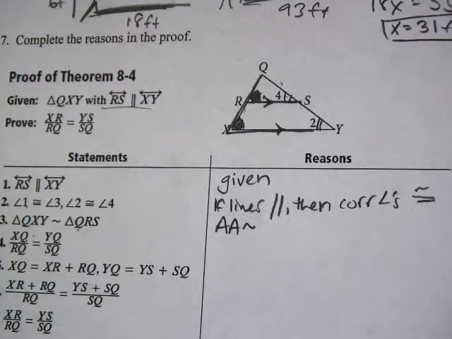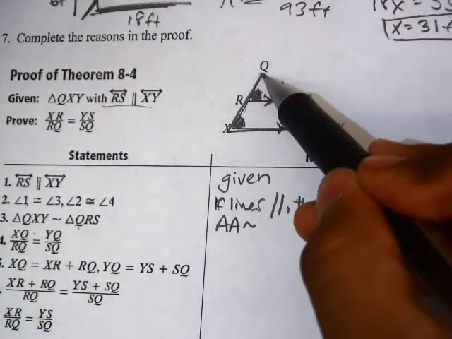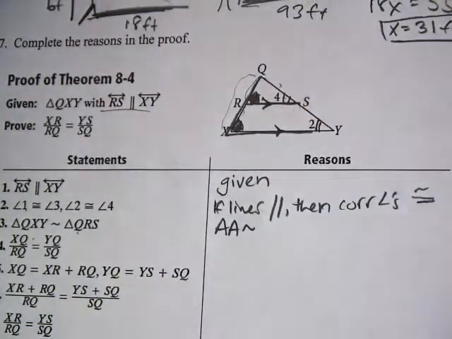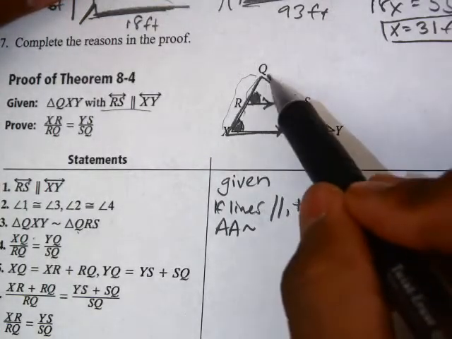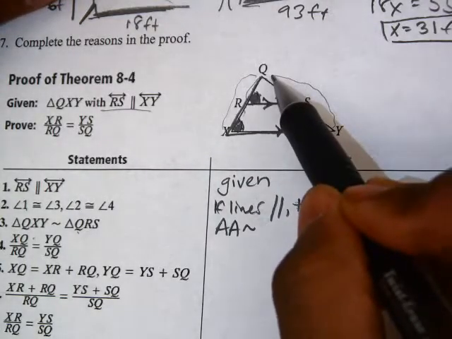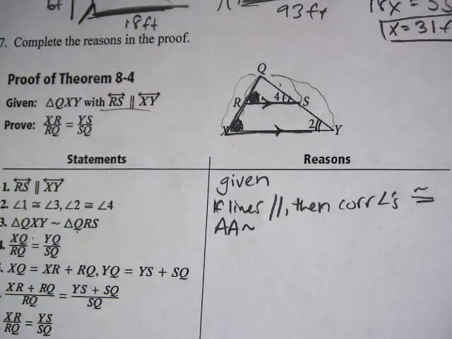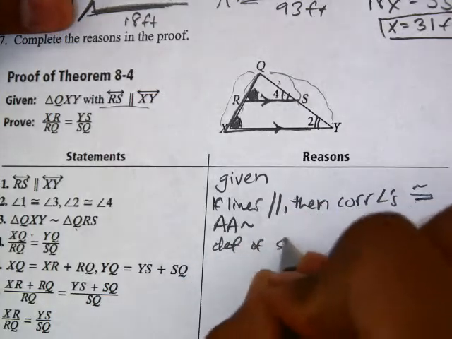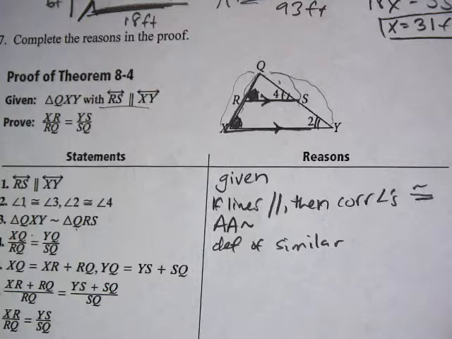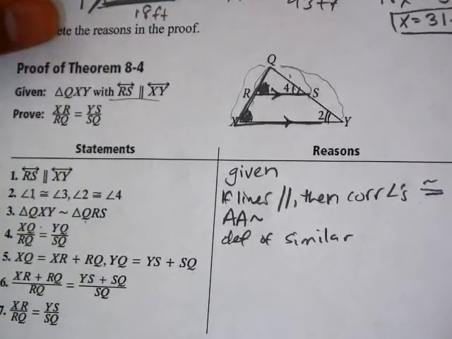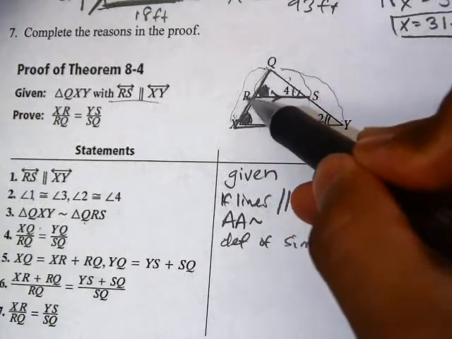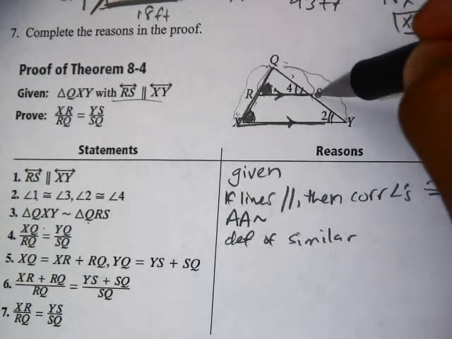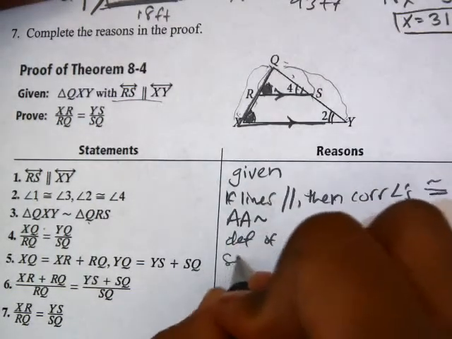So because the triangles are similar, this part, XQ, from the big triangle, should match up with RQ from the small one. That should be proportional. It should be the same fraction as if I go with YQ to SQ, because those are the matching parts of the similar triangles. So that's just like from the definition of similar. You have proportional sides. So the next statement says XQ is the same as if you went with X to R and R to Q. Same thing with Y to Q. You could have gone Y to S plus S to Q. And that's the segment addition postulate.